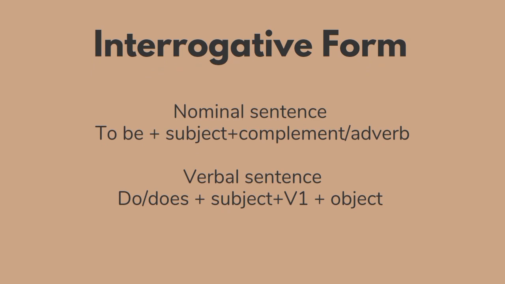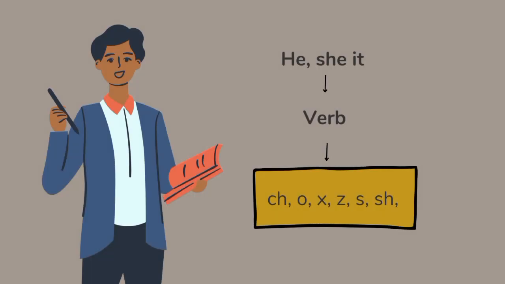The pattern of simple present tense in the nominal sentence in the interrogative form is to be plus subject plus complement or adverb. Meanwhile, in the verbal sentence, the pattern is do or does plus subject plus verb 1 plus object.